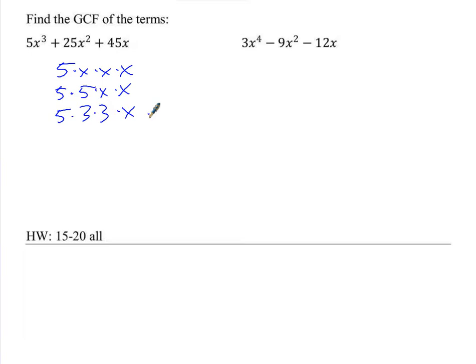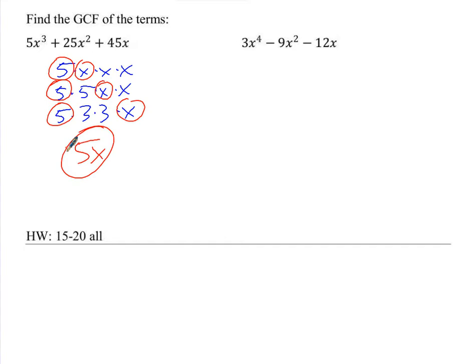So now we circle our pairs, or our matches, I should say, because they're not pairs anymore if there's three of them. 5s for sure, x for sure, and that's it. So therefore the GCF in that polynomial is 5x. There's your answer. That is a polynomial, by the way. Those are terms that are separated by addition or subtraction. There's three terms there, so that would be called a trinomial. So the GCF for that trinomial is 5x.